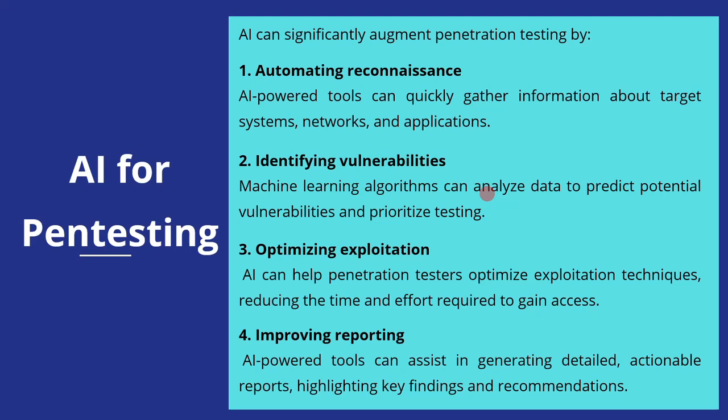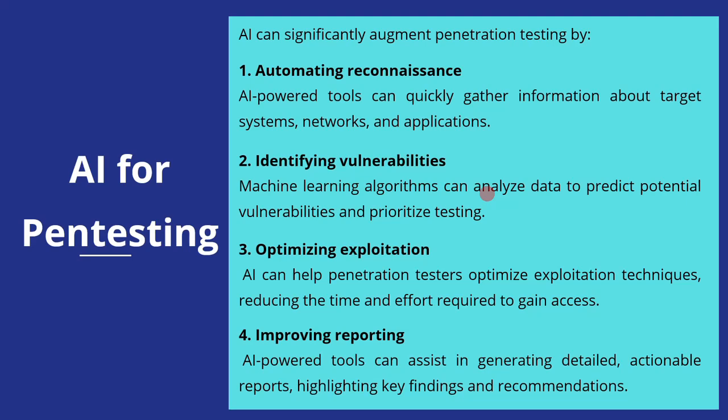AI can help pen testers optimize exploitation techniques, reducing the time and effort required to gain access. A tool like Metasploit, the Metasploit framework, is an AI tool written in Python that helps you carry out exploits on the target system. It reduces the time and effort you need to gain access, maintain access, clear tracks, and stuff like that. So that's cool. And then the last one, but not the least, is improving reporting.